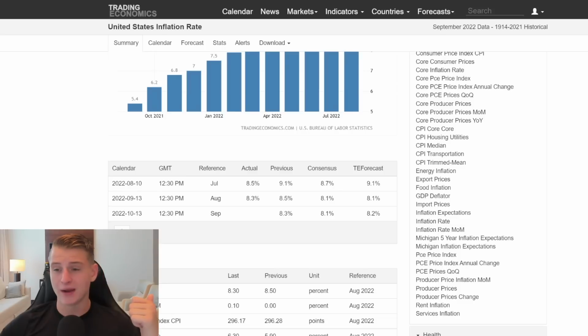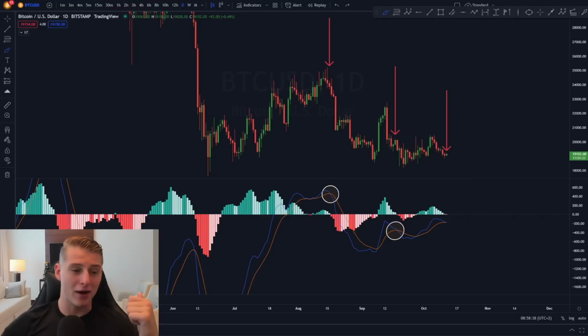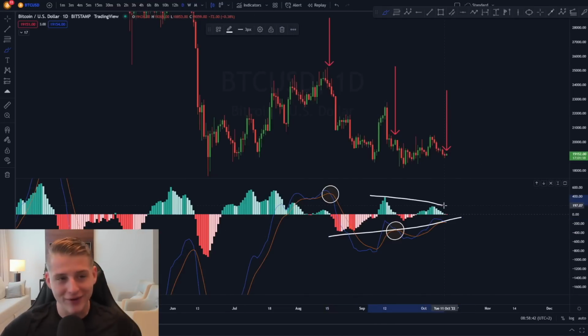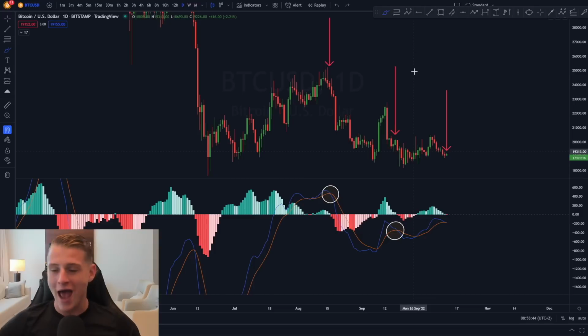The CPI data tomorrow is probably going to be the volatile day, is what we are expecting. And then also looking at this MACD structure we're also having. So everything is pointing towards one direction, and that is volatility.